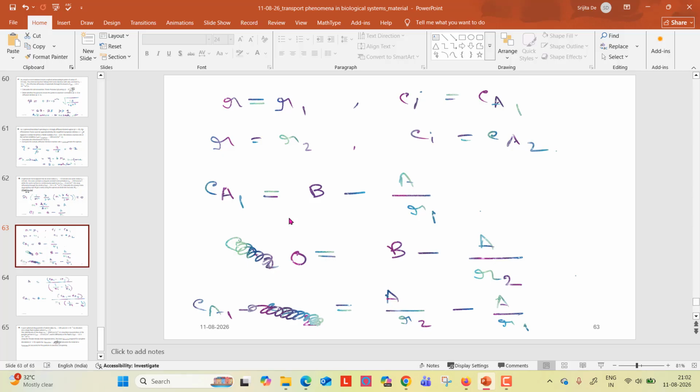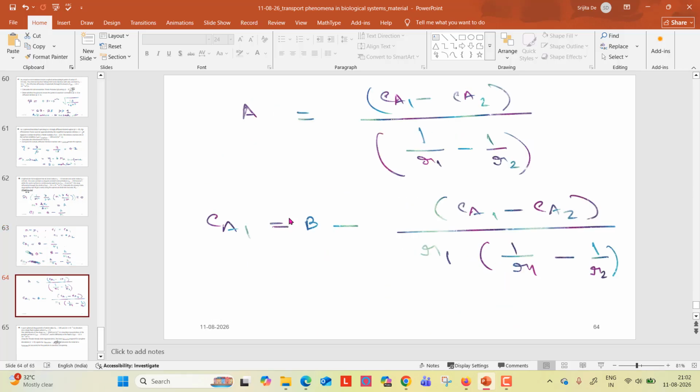CA1 minus 0 is CA1, B minus B cancelled out. So minus A by R1 plus A by R2. Taking A common, it is 1 by R2 minus 1 by R1. So A will be CA1 into 1 by R2 minus 1 by R1.